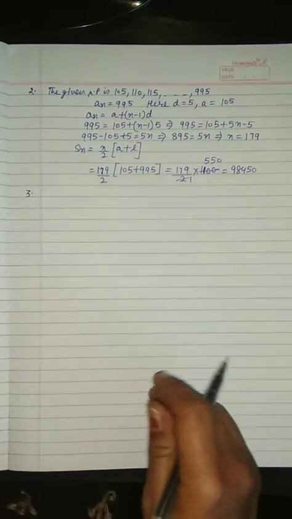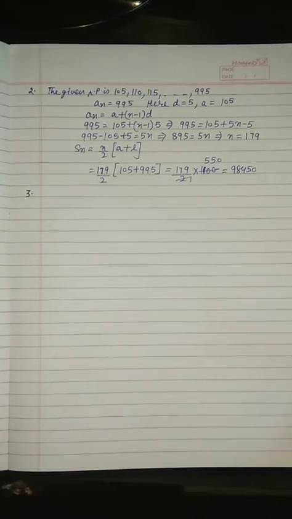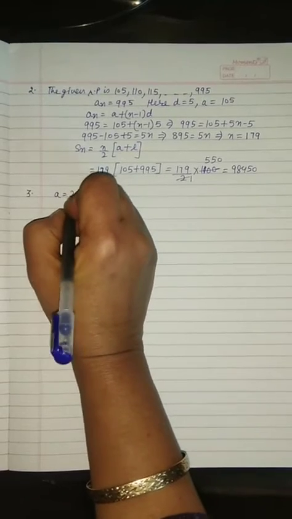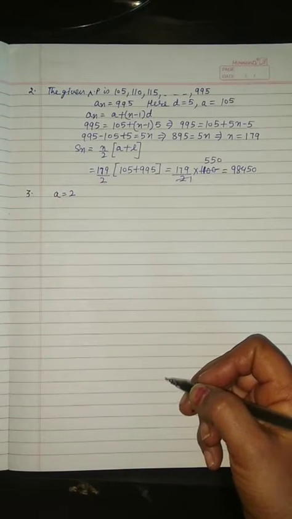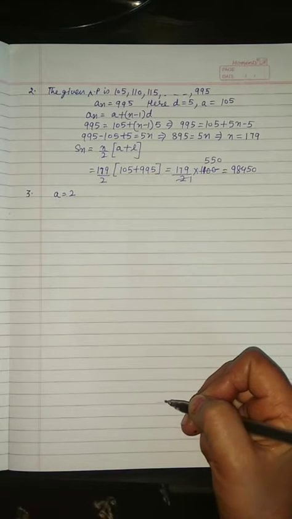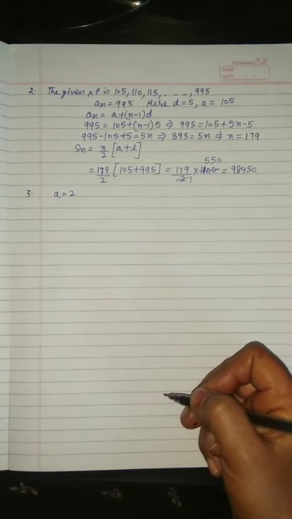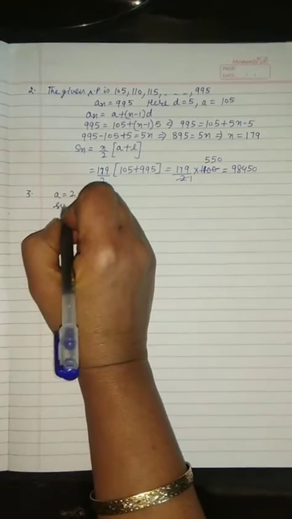Now the third question. In the third question we are given an AP in which the first term is 2. So a is 2 here, and the sum of the first 5 terms is 1/4 the sum of the next 5 terms. Firstly we will find the sum of the first 5 terms.